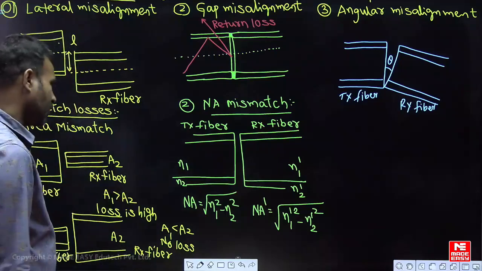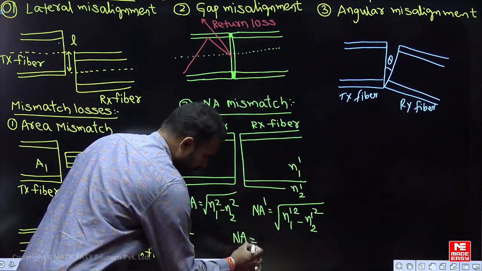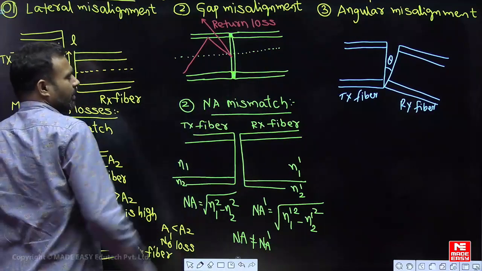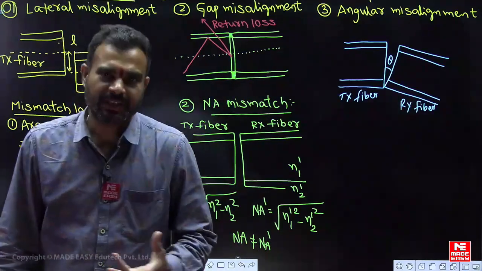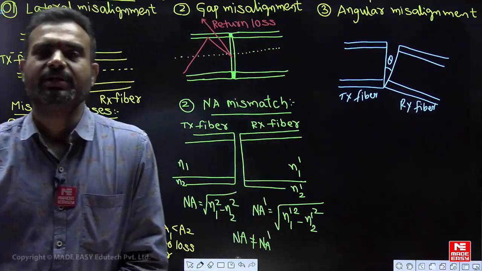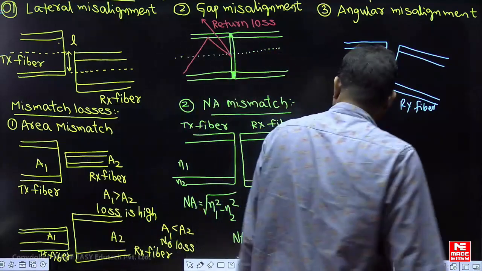Now the numerical aperture NA is not equal to NA dash. When NA is not equal to NA dash, the two fibers have different numerical apertures, and then we will definitely have a mismatch, which is called numerical aperture mismatch. Okay, next one.